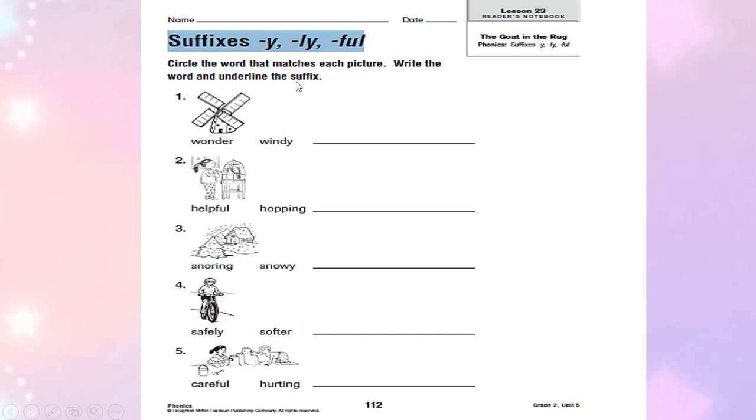Now, let's start with number 1. Which word matches this picture? You know what we call this? This is called a windmill. And the windmill works when the weather is what? Wonder or windy? Please circle the answer. Now write it on the line. After you write it, please underline the suffix.